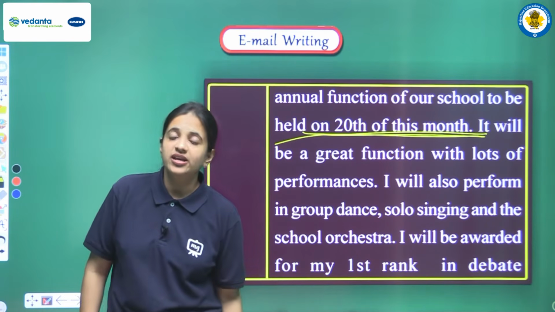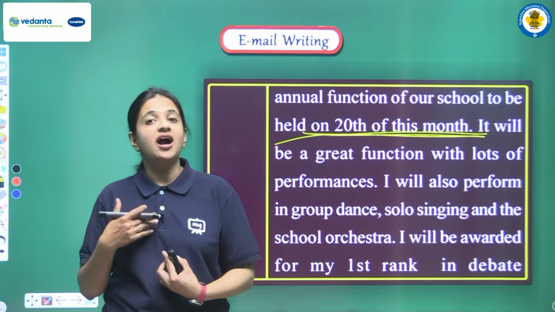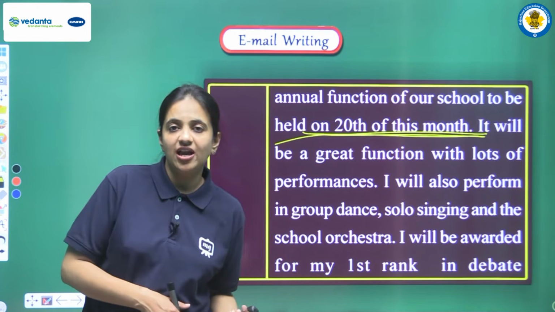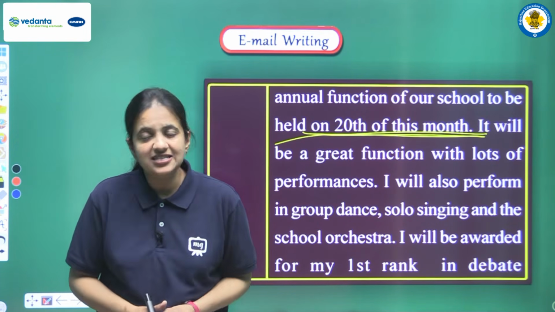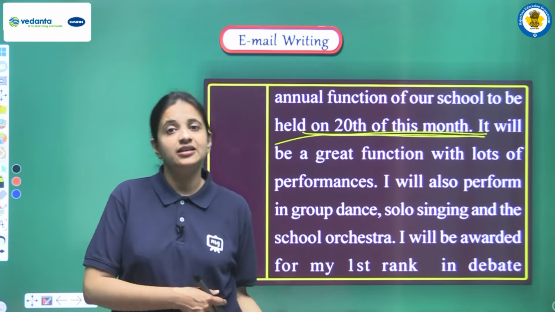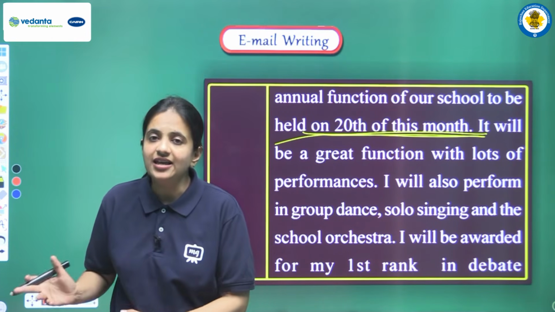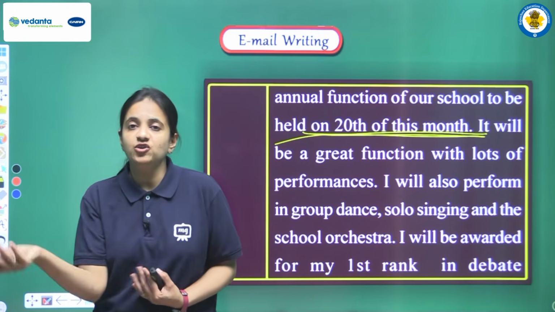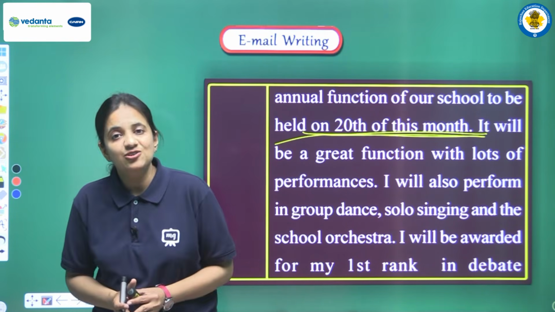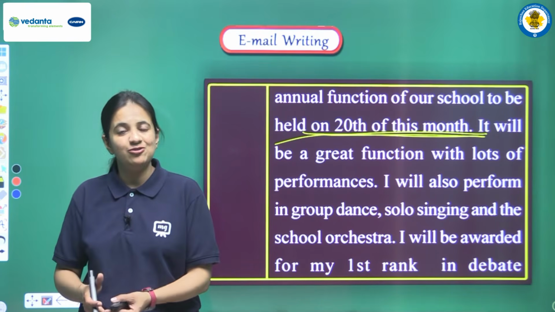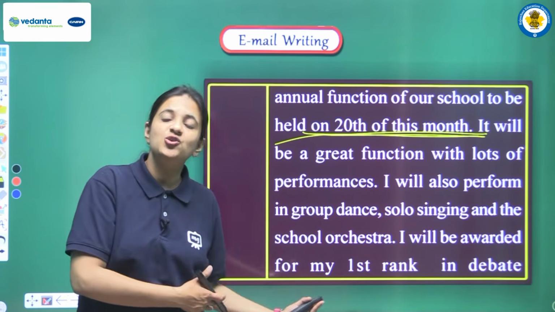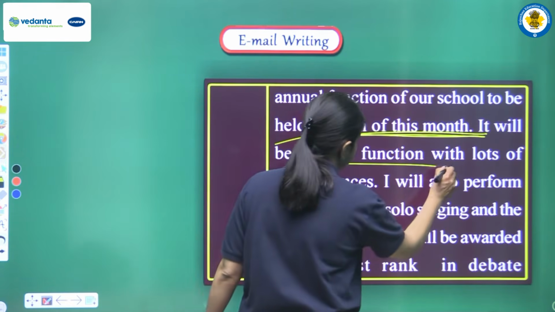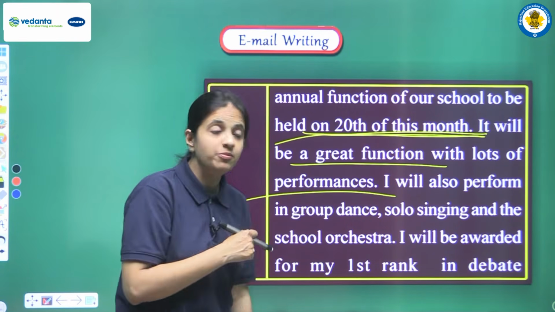Now we have to give some kind of details because we are inviting our cousin. So now we have to tell, or we have to write the basic details that to what performances will be there in the annual function, or why the annual function will be a great show. So you know why he or she will be there, why he or she should be there to attend the annual function. So that thing we have to write here. So we are writing that it will be a great function with lots of performances.